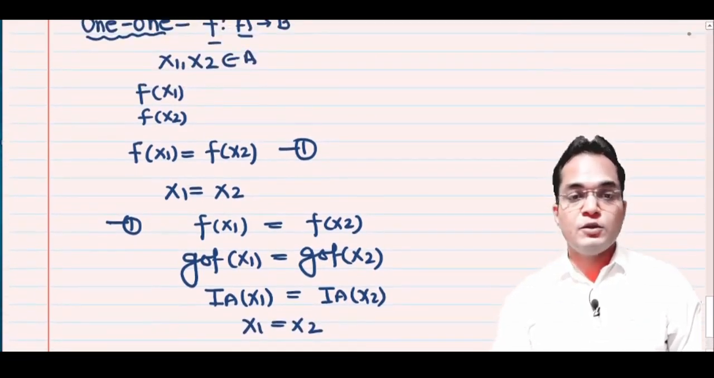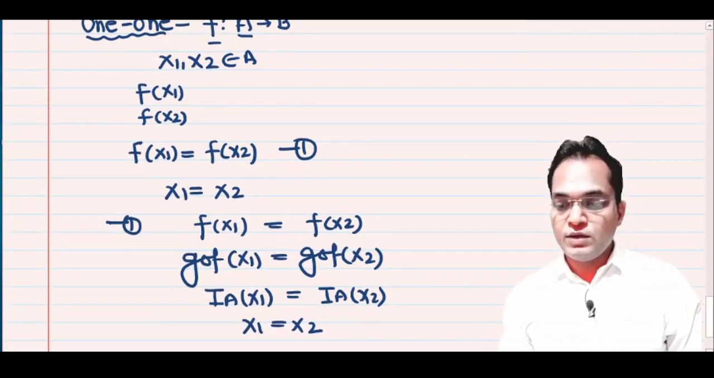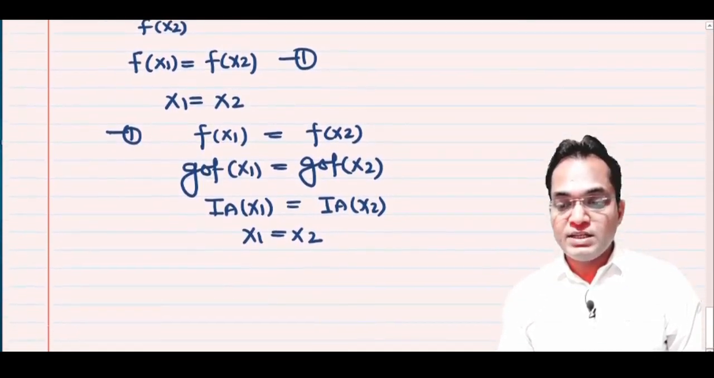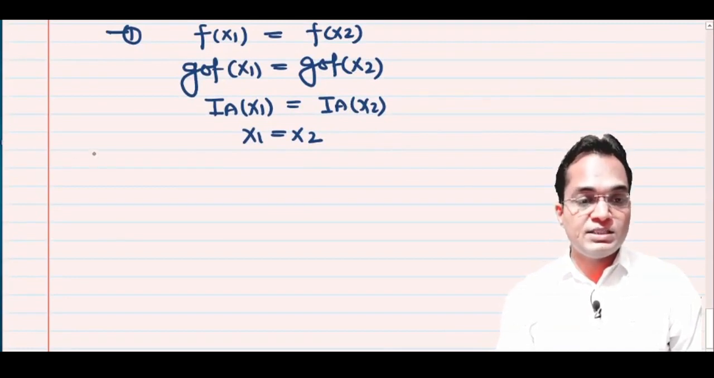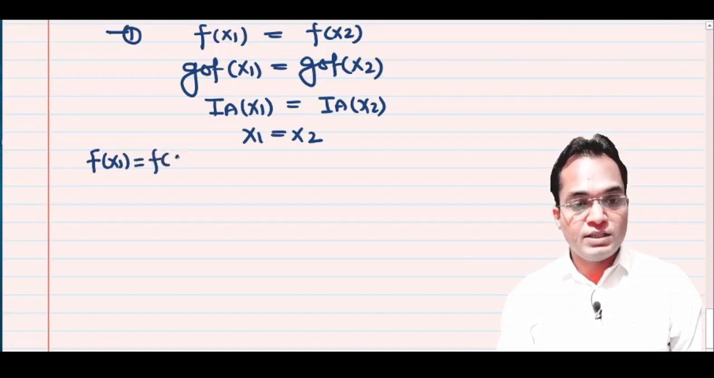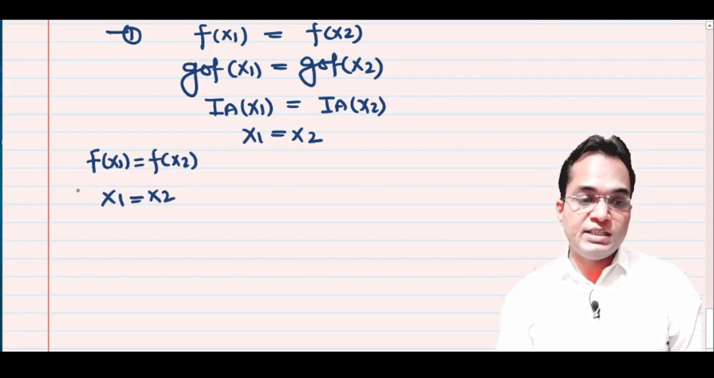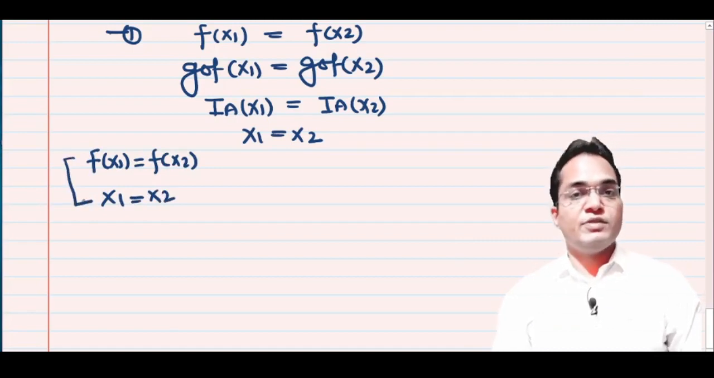To prove a function 1-1, the basic requirement is this, that by solving this equation, if we can get this, then we can say the function is 1-1.